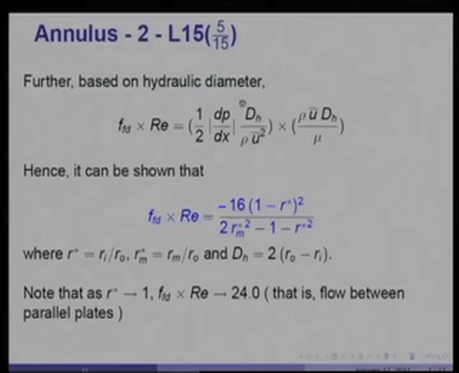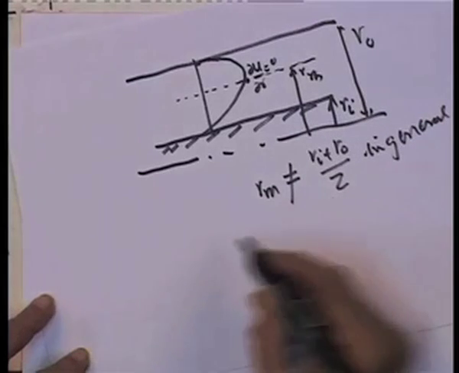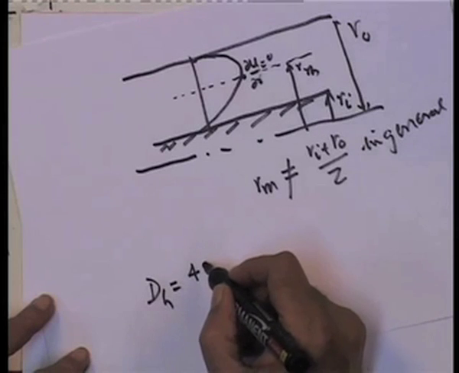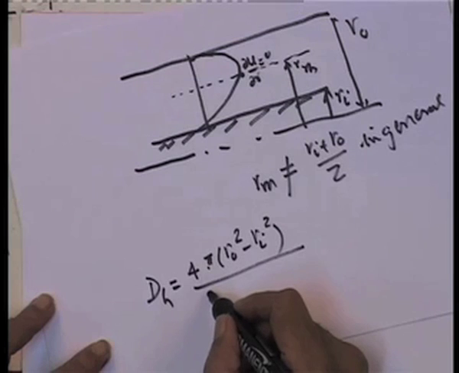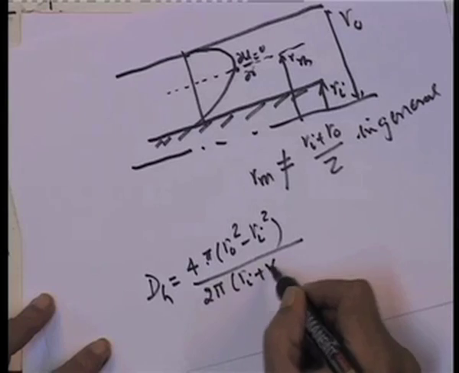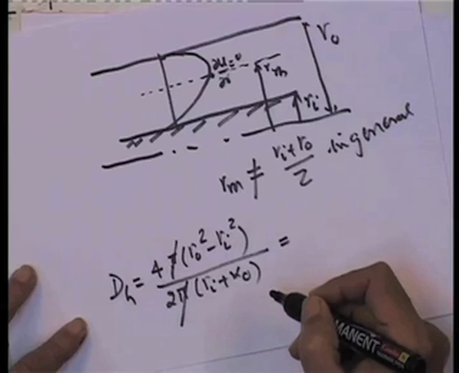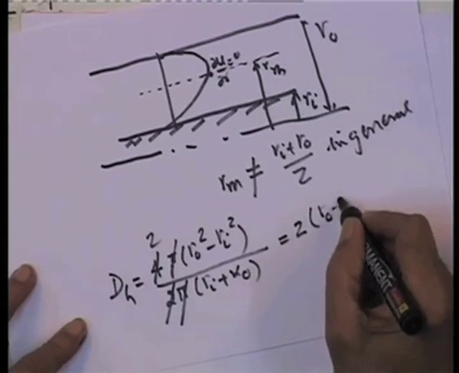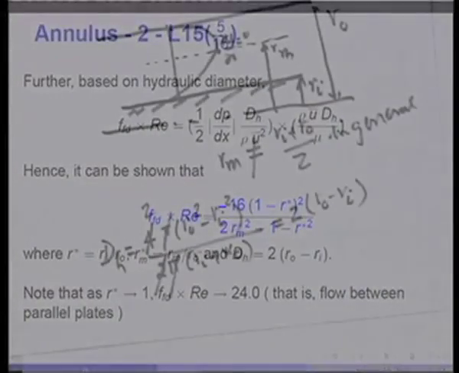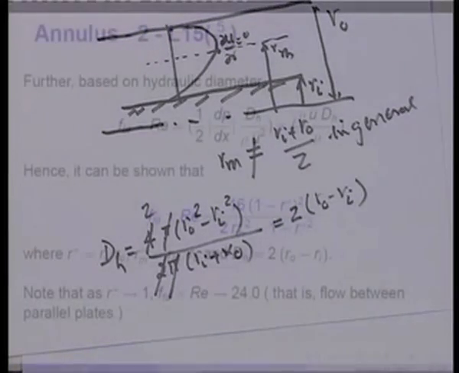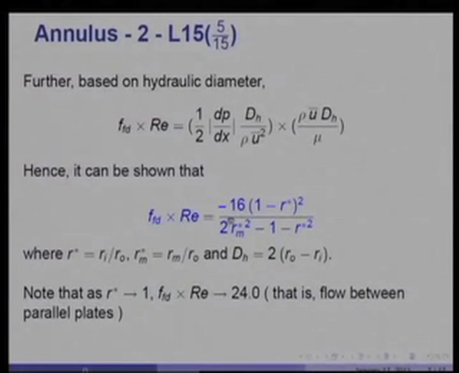Further, based on hydraulic diameter: the hydraulic diameter for an annulus section will be 4 times the cross sectional area, pi into Ro squared minus Ri squared, divided by the perimeter, 2 pi into Ri plus Ro, which gives us, pi gets cancelled, 2 times Ro minus Ri. So, twice the flow width Ro minus Ri is the hydraulic diameter. If I use that definition of hydraulic diameter, it is very easy to show that F into Reynolds number would be 16 times 1 minus r star squared. R star is the radius ratio of the duct, rm star is rm by ro, and Dh is 2 into ro minus ri, the hydraulic diameter.